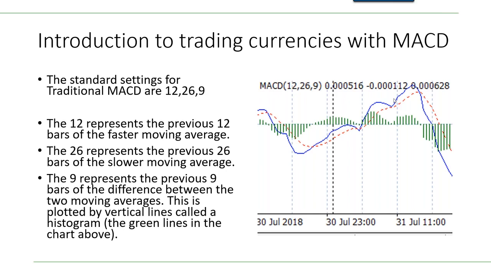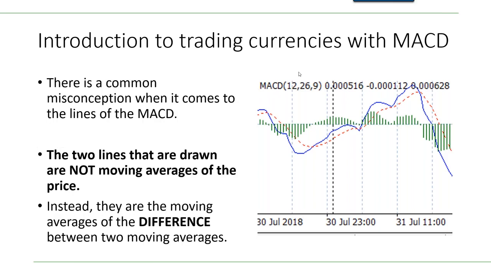Because sometimes there is a little bit of confusion about this. The 12 represents the previous 12 bars of the faster moving average. The 26 represents the previous 26 bars of the slower moving average, or the signal line. And the 9 represents the previous 9 bars of the difference between the two moving averages. This is plotted by those vertical lines called the histogram, which is the green lines on the chart.